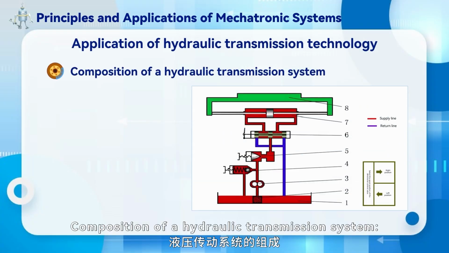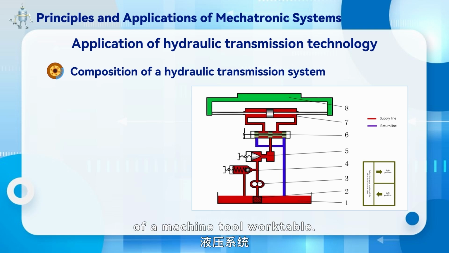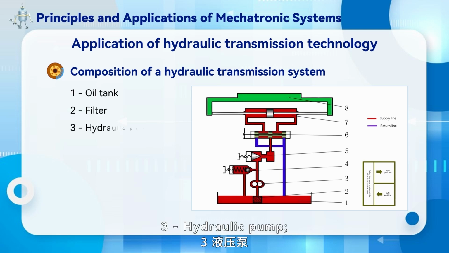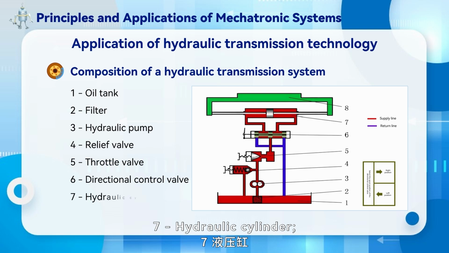Composition of a hydraulic transmission system. Let's look at the hydraulic system of a machine tool work table. Its components include 1. Oil tank. 2. Filter. 3. Hydraulic pump. 4. Release valve. 5. Throttle valve. 6. Directional control valve. 7. Hydraulic cylinder. 8. Work table.